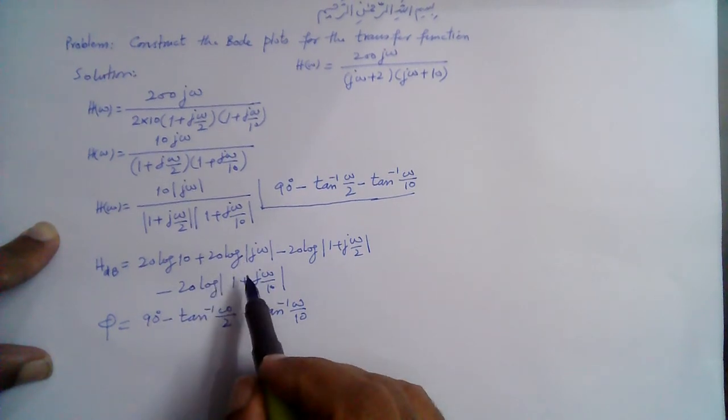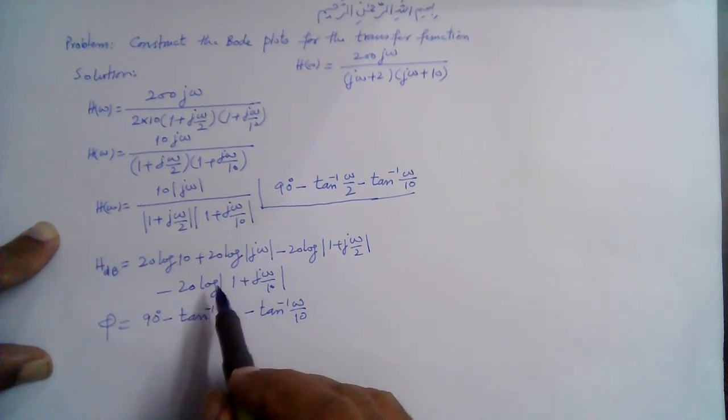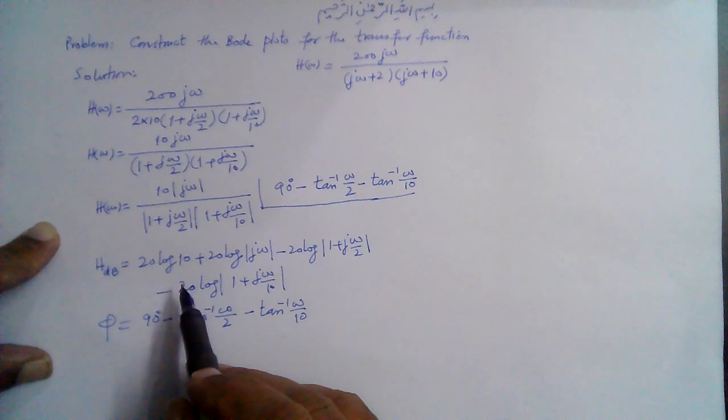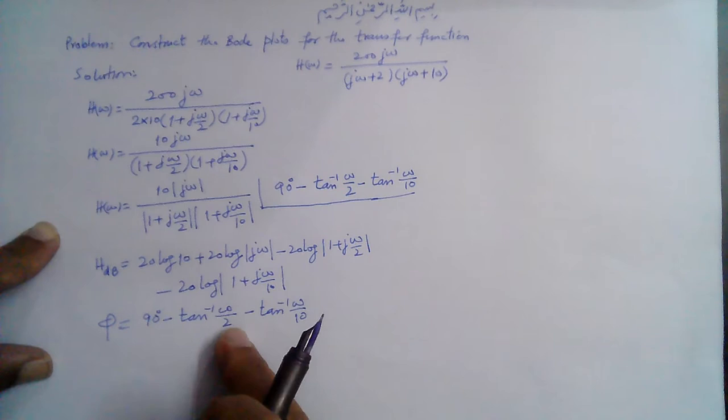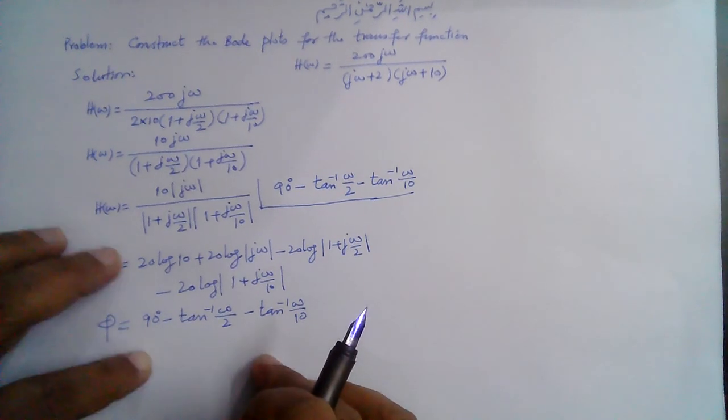These will combine together to give us the magnitude Bode plot, and these are the 3 terms in the phase plot for the Bode plot.